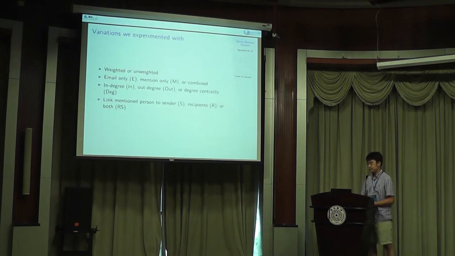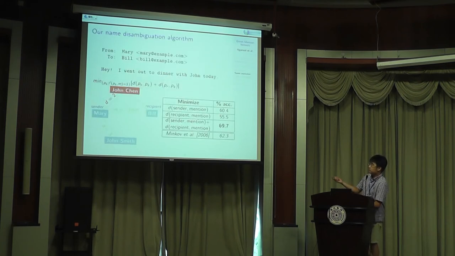In order to achieve the best performance, the authors also tried many variations. They tried weighted or unweighted network. They tried email-only, mention-only, or combined network. Once they have the network, they tried to use in-degree, out-degree, or degree centrality to predict the significance of people in the Enron hierarchy. And while constructing the network, they also tried linking the mentioned person to the sender, recipients, or both.